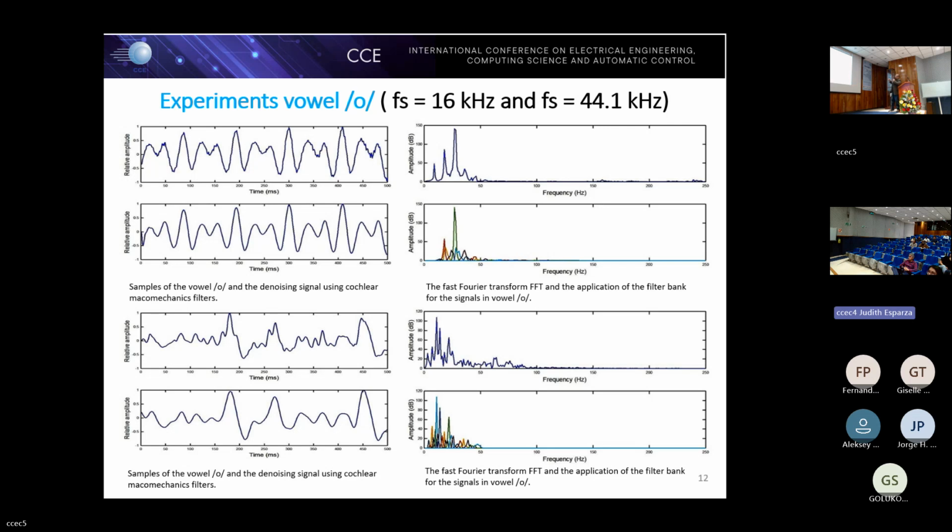What happens in the presence of ionospheric noise? This is the same vowel O, and this part corresponds to the ionospheric noise. When I apply my filter bank and reconstruct the signal, it is possible to see, and it's very clear, that the envelope of the signal is the same, but the high frequency components are not present. It's a very good result. The next, please.